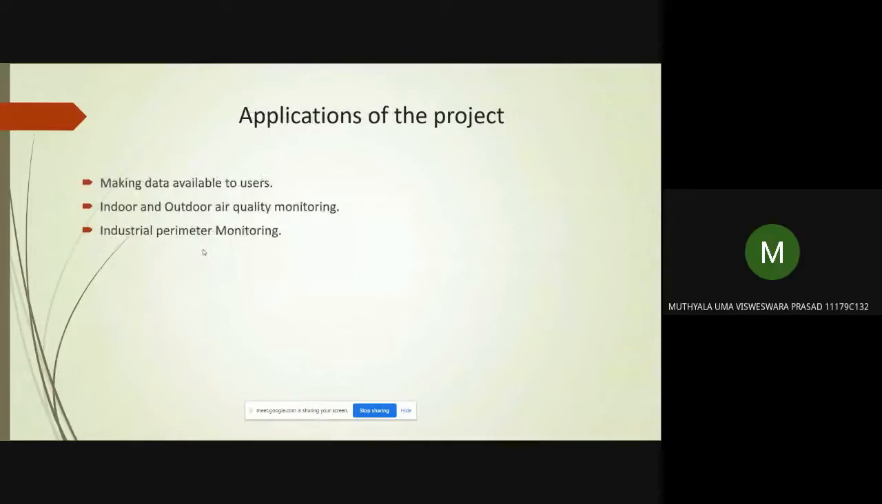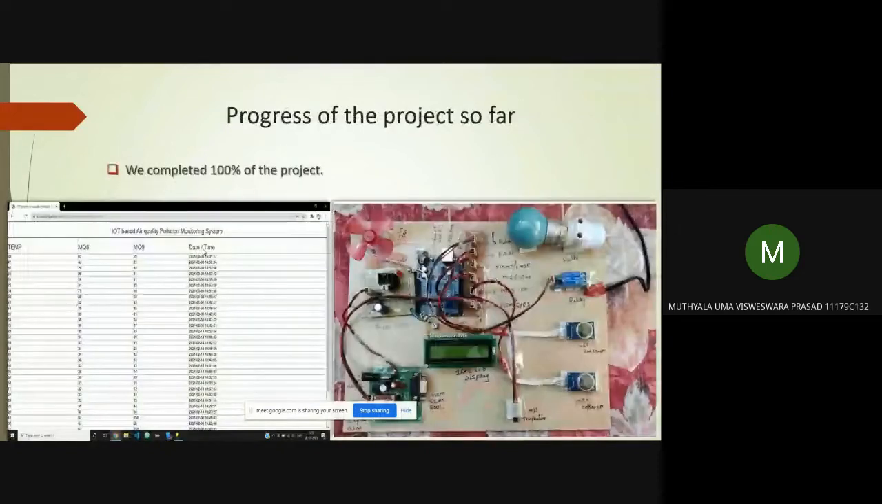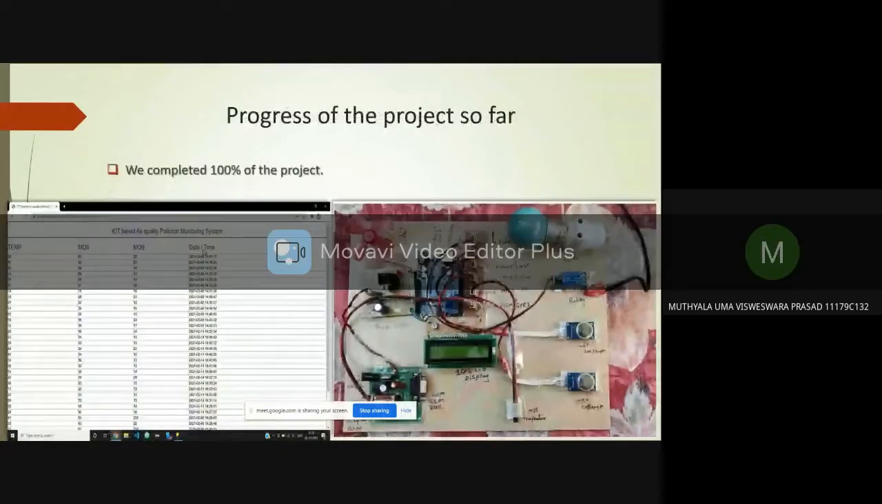Sir, regarding progress of this project so far, we completed 100% of the project, and this is the hardware. We connected all the hardware parts, and this is the website we designed for this IoT air pollution monitoring project.